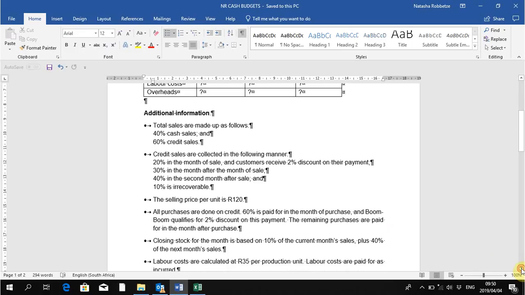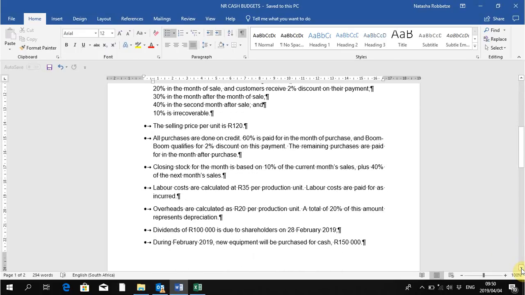Then they said all purchases are done on credit. 60% is paid for in the month of purchase, and Boom Boom qualifies for a 2% discount. Again, the discount is not accounted for as an income, but the factor needs to be taken into account, which will again be 0.98. The remaining purchases are paid for in the month after purchase. Closing stock for the month is based on 10% of the current month's sales plus 40% of the next month's sales.